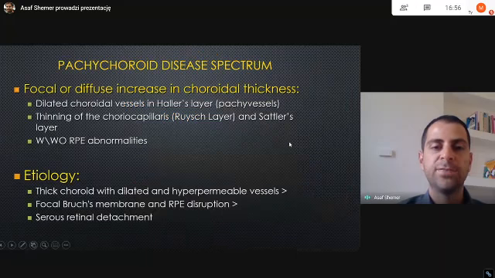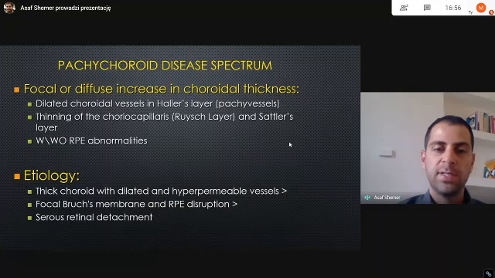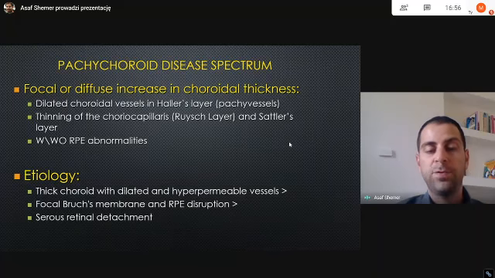Pachychoroid disease is defined by focal or diffuse increase in the choroidal thickness. The definition actually consists of 2 characteristics. The first is the dilated choroidal vessels in Haller layer, pachyvessels. The second one is thinning of the choriocapillaris and Sattler's layer, with or without RPE abnormalities.